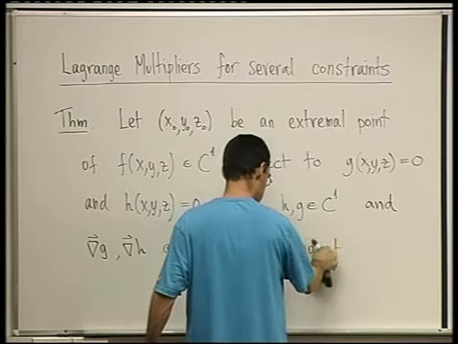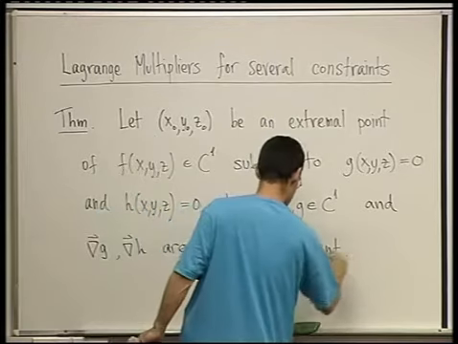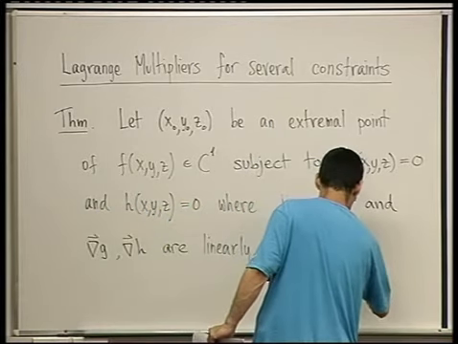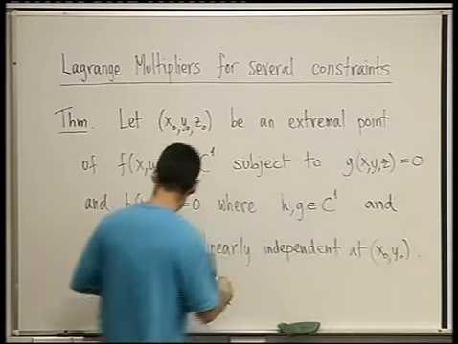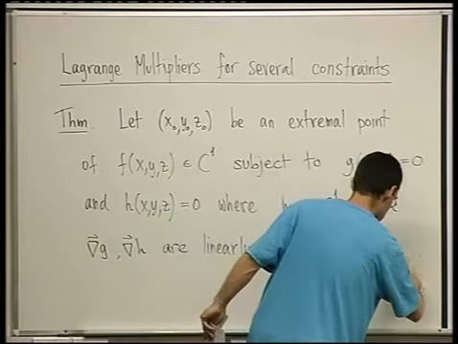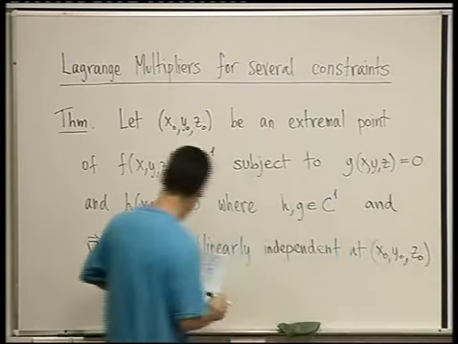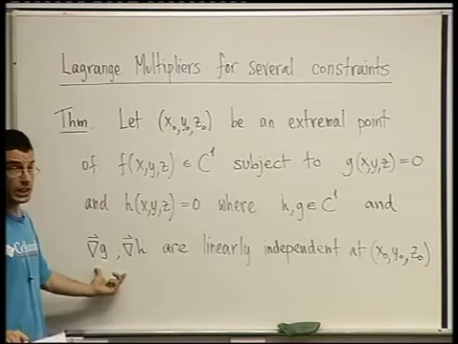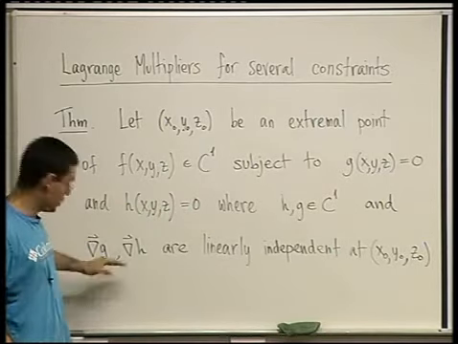Independent at x0, y0, z0. So what does it mean for these two vectors to be linearly independent? And that's how you generalize it to more than two constraints.